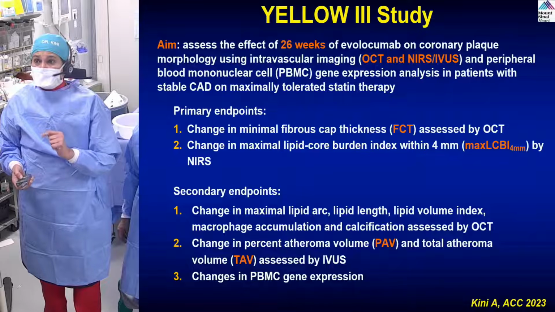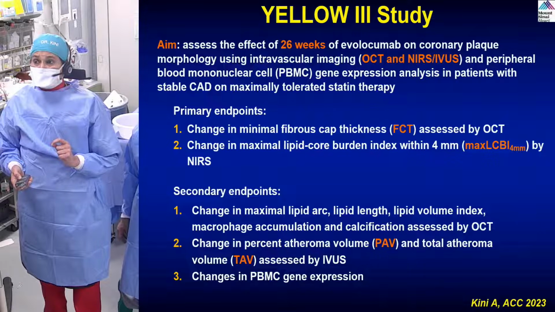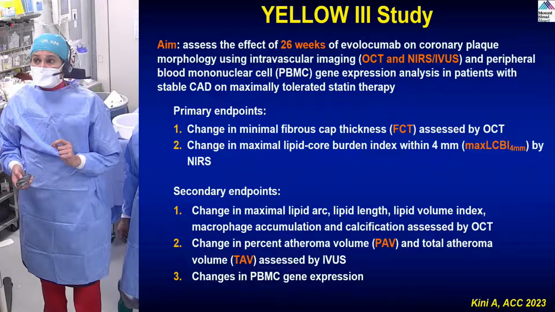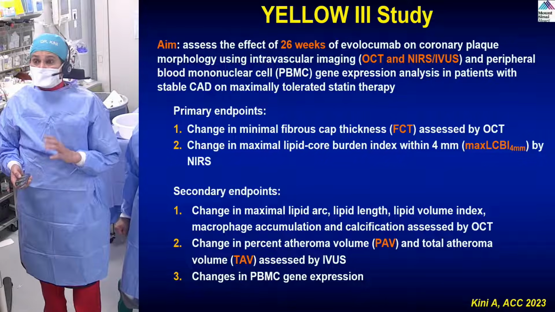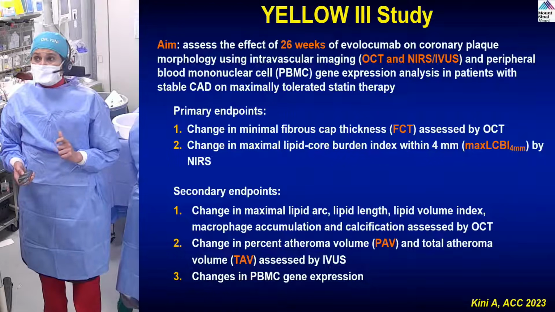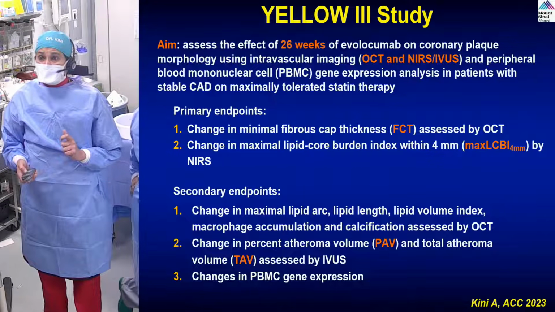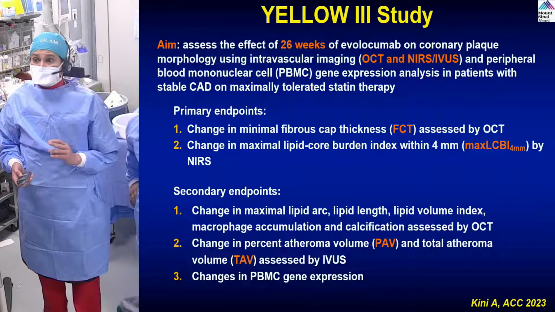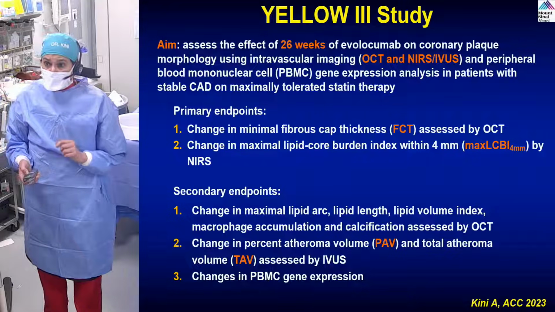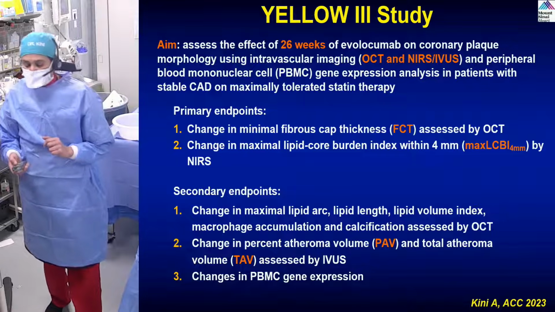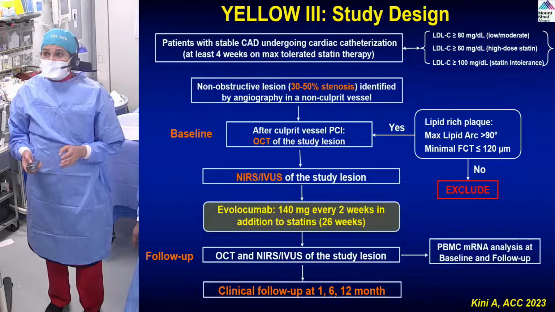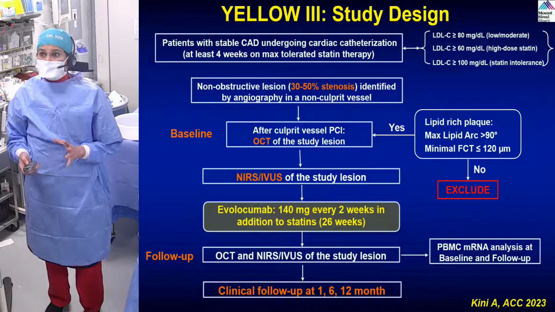The primary endpoint was minimal fibrous cap thickness assessed by OCT, as well as lipid core burden index at 4 millimeter by LCBI. These were the primary endpoints. How will it change after 26 weeks of evolocumab? Secondary endpoints were various OCT parameters, then IVUS parameters, and we did the gene expression in these patients at baseline as well as follow-up. So it is a very intense study.